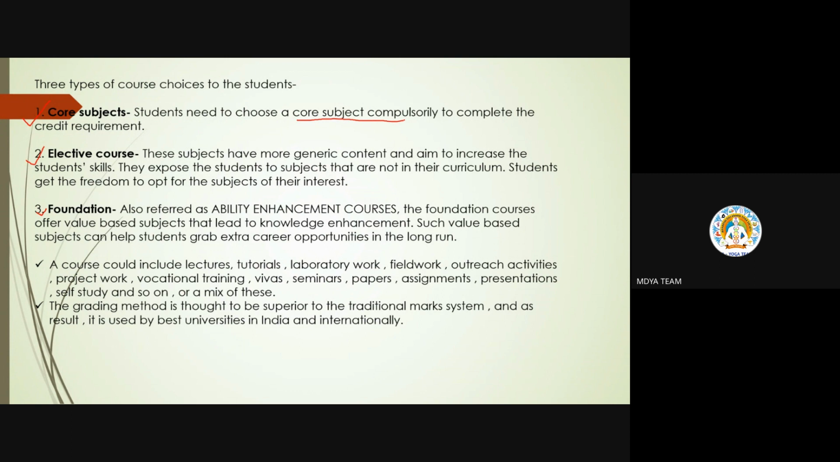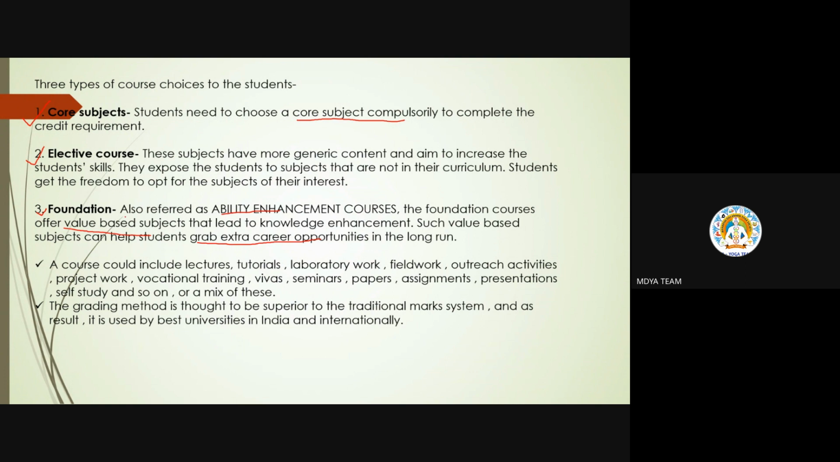Foundation, also referred to as ability enhancement courses. The foundation courses offer value-based subjects that lead to knowledge enhancement. Such value-based subjects can help students grab extra career opportunities in the long run.